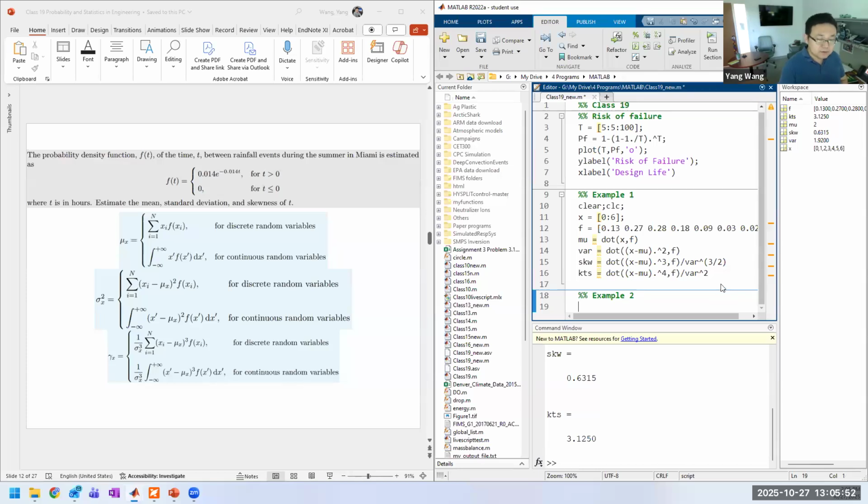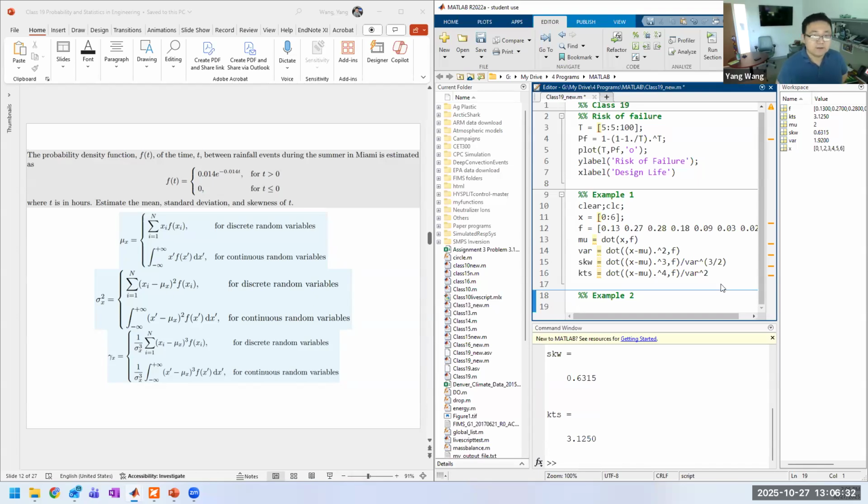Here we're talking about the probability distribution function or probability density function. This is the time between rainfall events during the summer in Miami, right? Of course, the time between the rainfall events cannot be smaller than 0. So when t is smaller or equal to 0, that's 0. And when the time is larger than 0, then you have this sort of power distribution, where t is in hours, and then estimate the mean, standard deviation, and skewness of t.